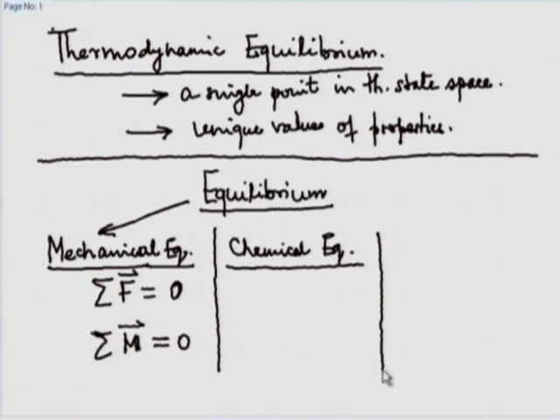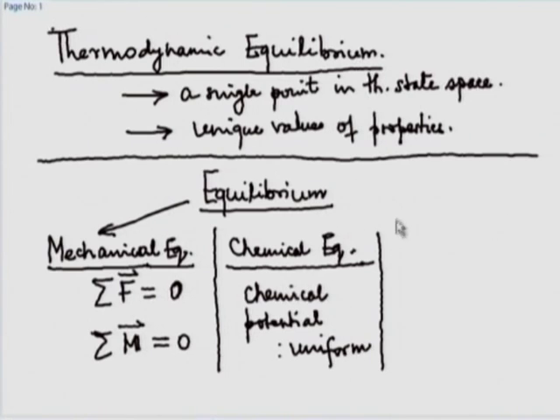When you have a chemical system with different components, chemical equilibrium indicates that there is no net reaction between the components, and this means that the chemical potential is uniform. In our course, we are not going to study chemical equilibrium in any detail from a thermodynamic point of view, so we will not worry much about it.